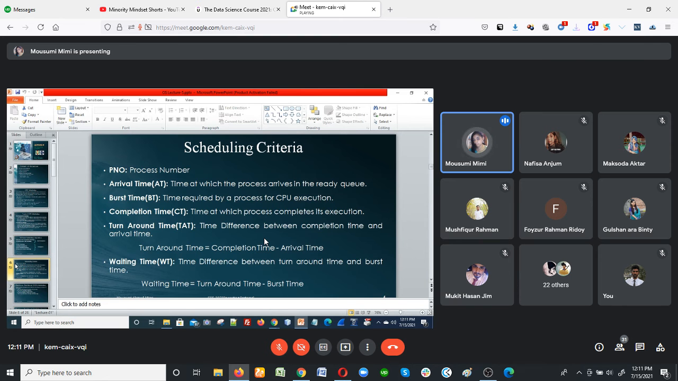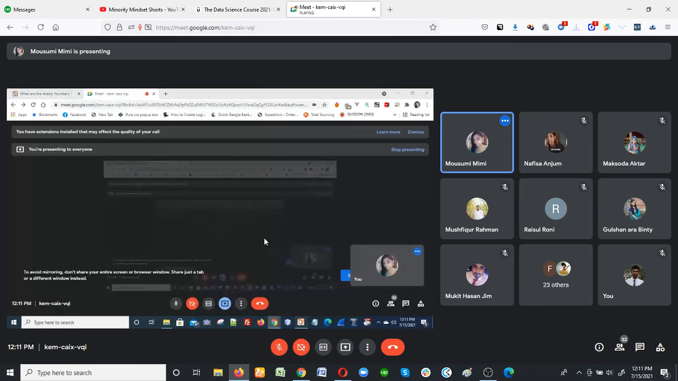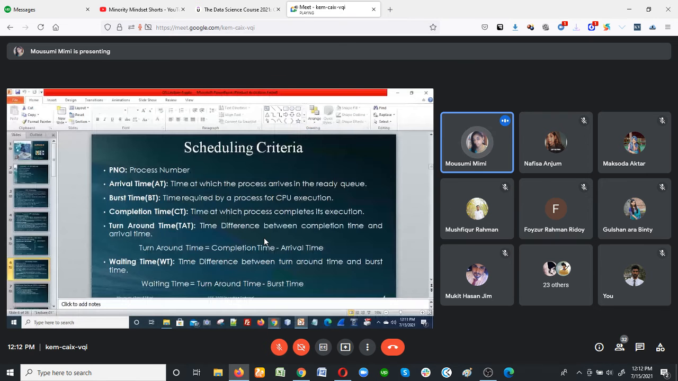For scheduling algorithm criteria, the things you need to always remember: first of all, PNO means the process number. Arrival time is when the process comes. Burst time means the maximum time it needs to execute. Completion time is the maximum time it needs to complete the execution. Turnaround time is completion time minus arrival time, and waiting time is turnaround time minus burst time.